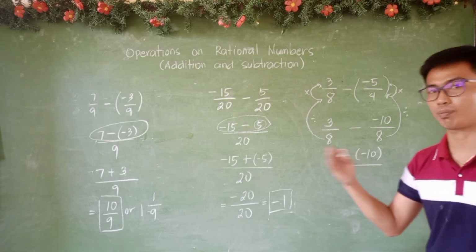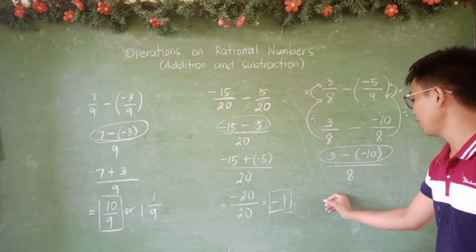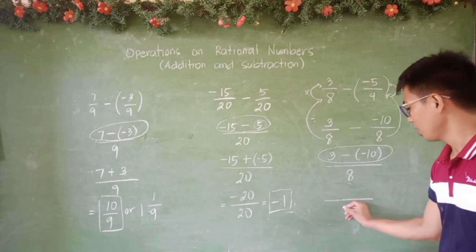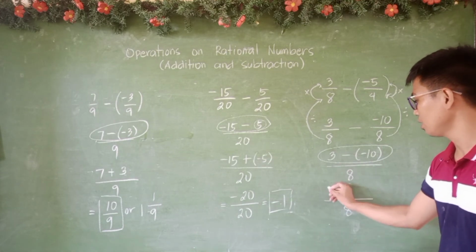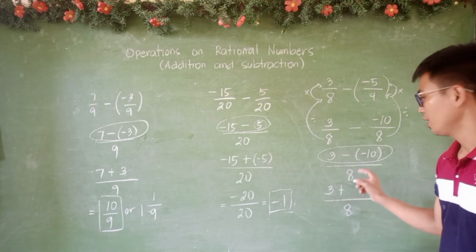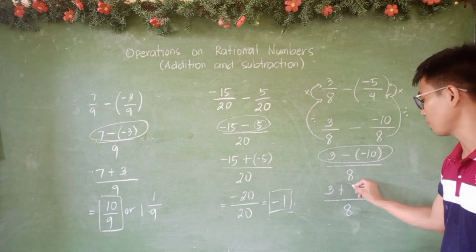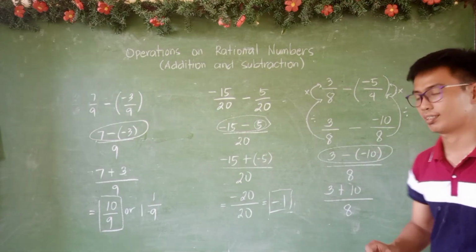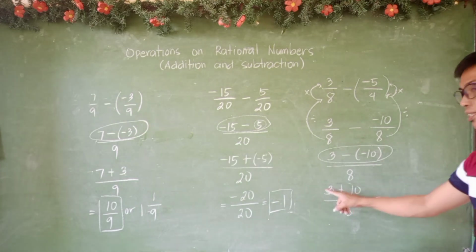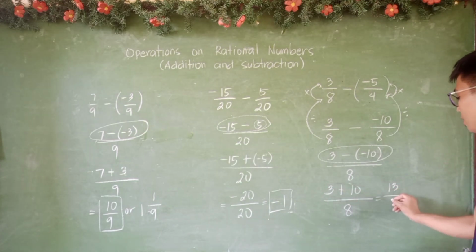And again, so subtraction of integers, following the rules. So yan po yun. So we have 8, 3, copy the minuend, change subtraction into addition, and change the sign of the subtrahend. So negative 10, that will be positive 10. So the result will be 3 plus 10 is 13 all over 8.